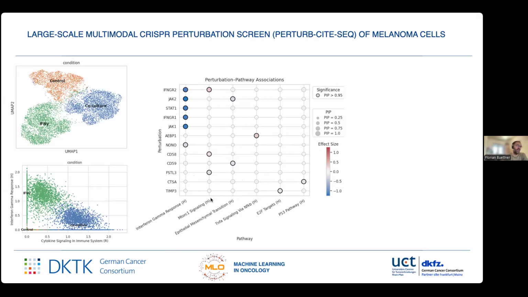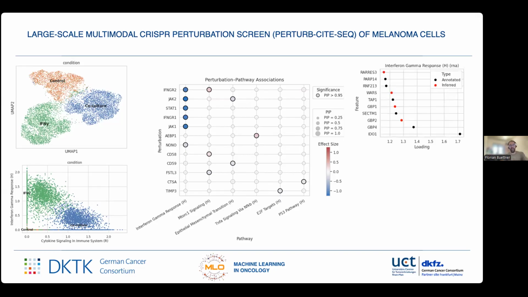We can do a similar thing. For example, we can look at EMT or TNF signaling via NF kappa B, and then see which perturbations affect these pathways. And we can also nicely interpret whether there's an up or a down regulation in these pathways. And as before, we can also check what these latent factors really do, and can look at the loadings of those, as I've shown you before.